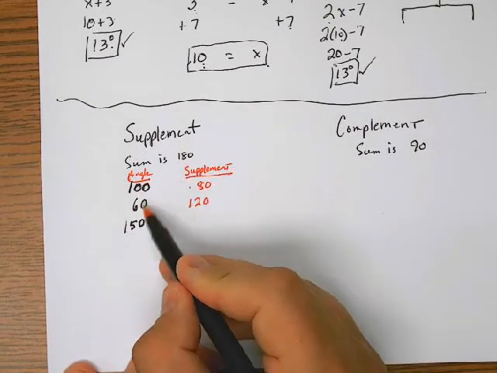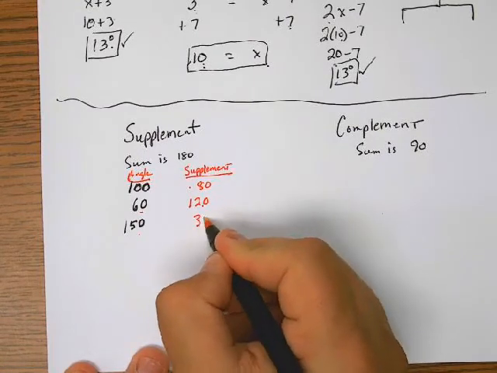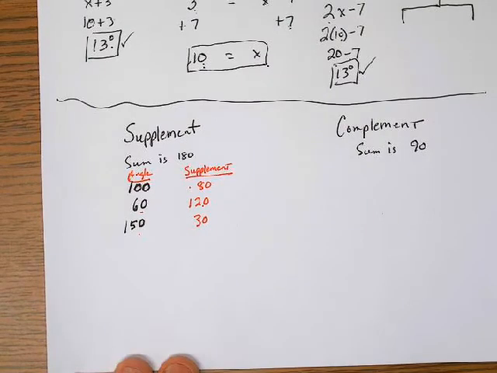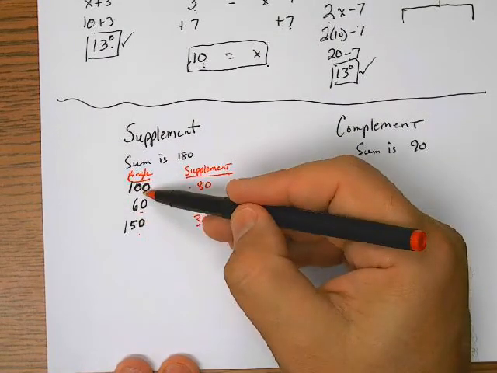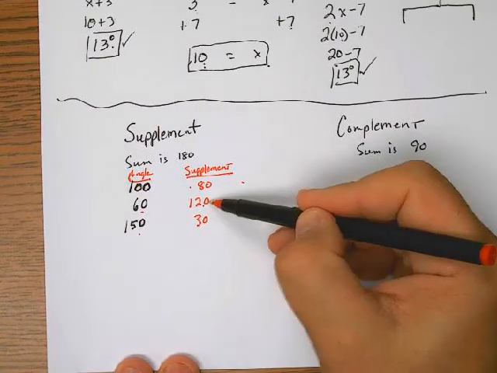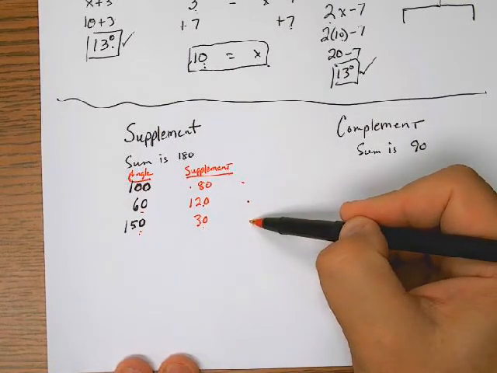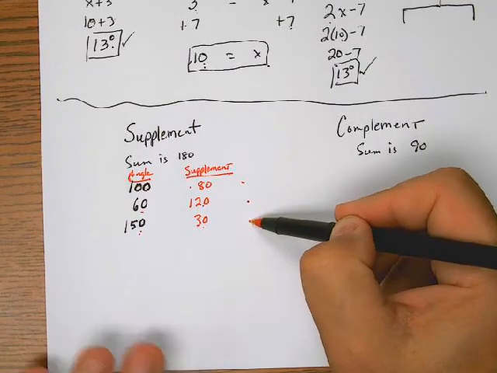So both of them add up to be 180. If one of them is 150, how much is left over? That's right. 100 plus 80 is 180, right? 60 plus 120 is 180. 150 plus 30 is 180. You guys following the pattern?